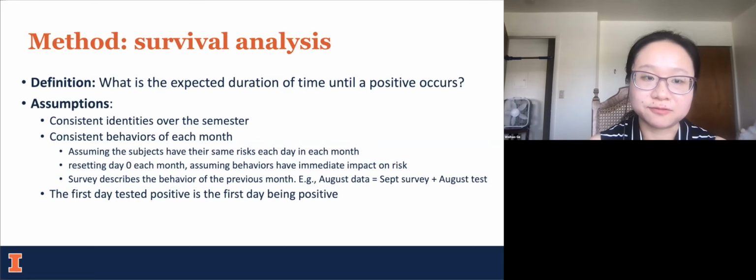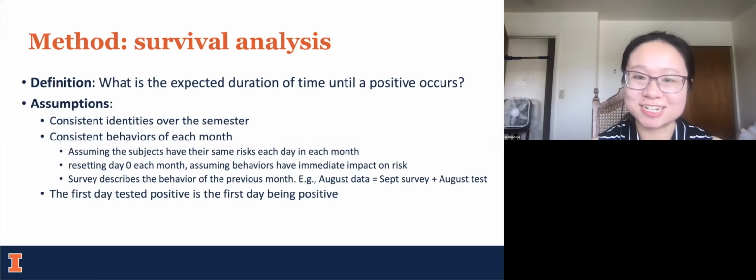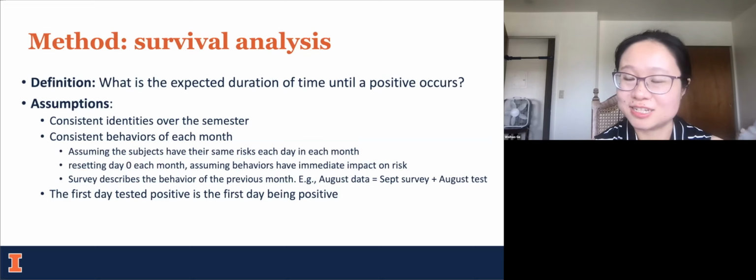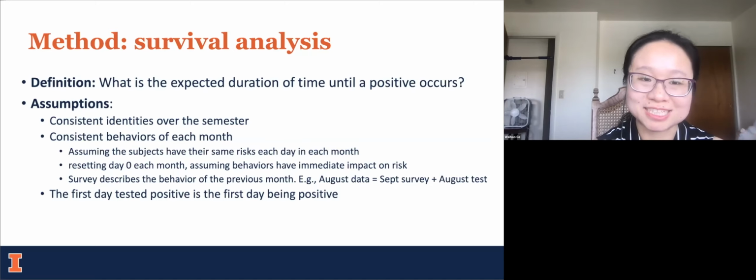First, the people have consistent identities over the semester because their gender and race are self-reported. So we will assume that their identities do not change. Otherwise, it will be a very rare case, so it will be very hard for us to analyze. And we also made a strong assumption that their behavior is consistent or averaged over each month, that we are assuming that they have the same risks each day in each month.